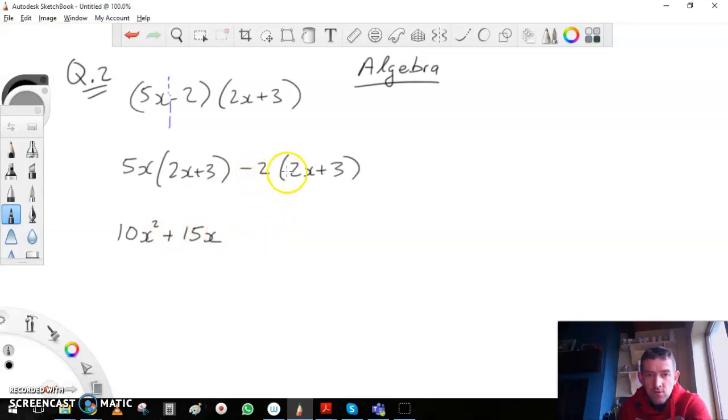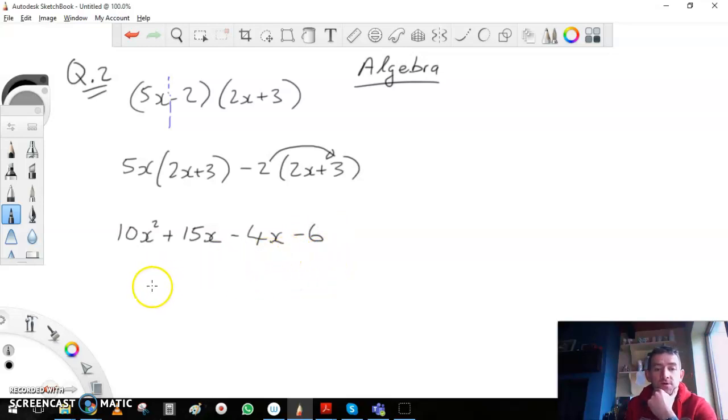And now with minus 2 times 2x, multiply the numbers, we get minus 4. There is only the x there, there's no x by x, so we have minus 4x. And minus 2 times plus 3, we get minus 6.